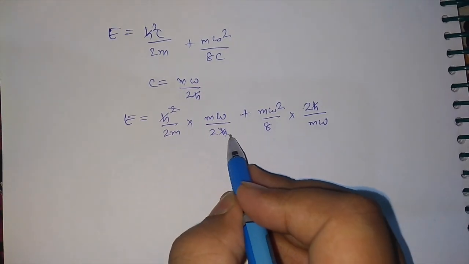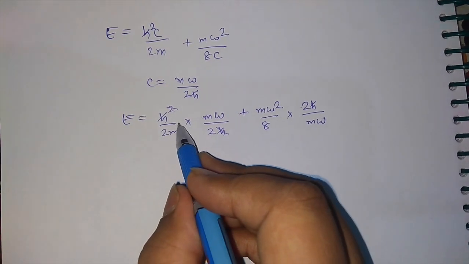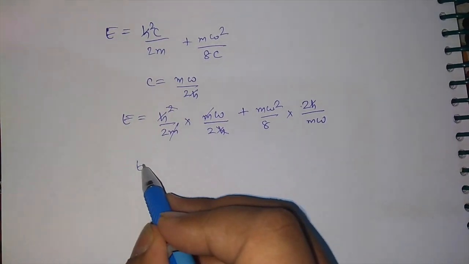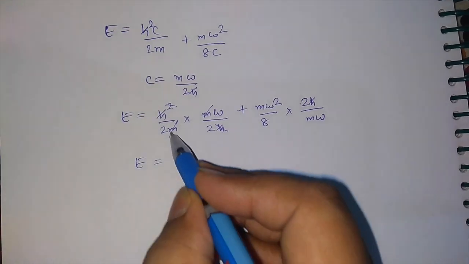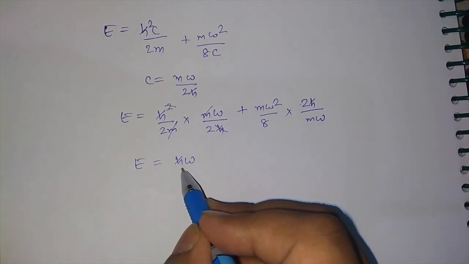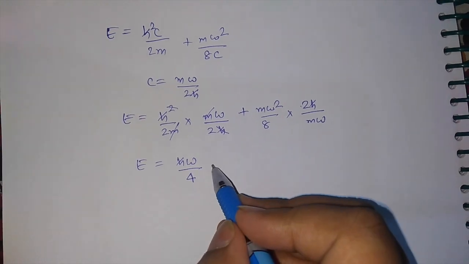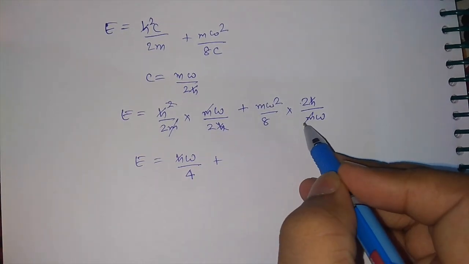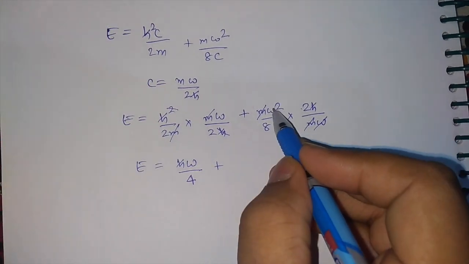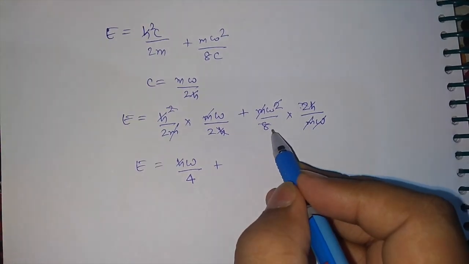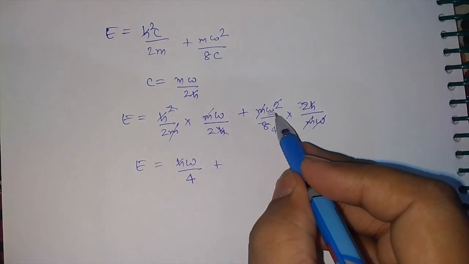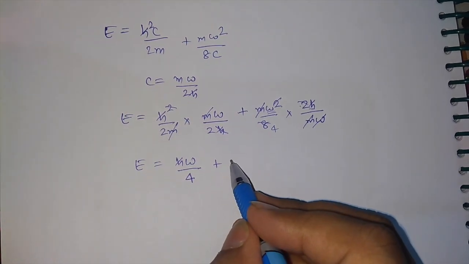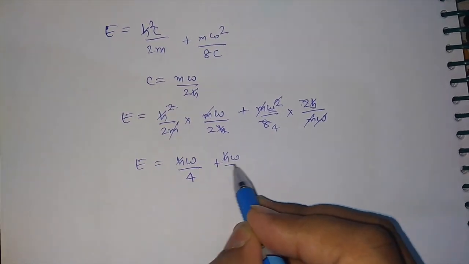So this square and this ħ will be cancelled out, and this m and this m will be cancelled out. So for your E you are going to get one ħ left along with ω, and in the denominator you will get 4, plus over here your m and m will be cancelled out, and 1 ω and 1 ω will cancel out. This 2 will cancel out with the 4, so you are left with 1 ω and 1 ħ. So it will be ħω by 4.